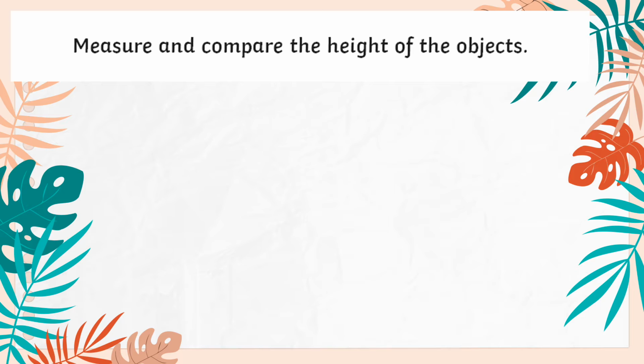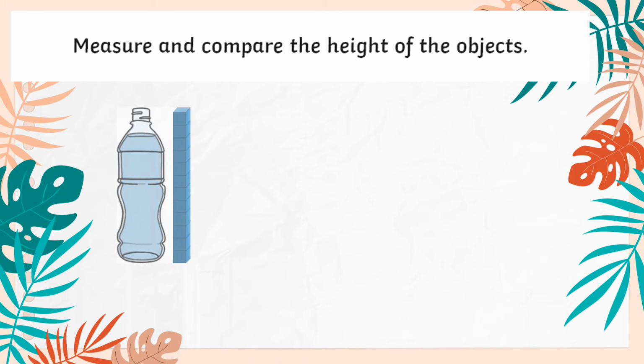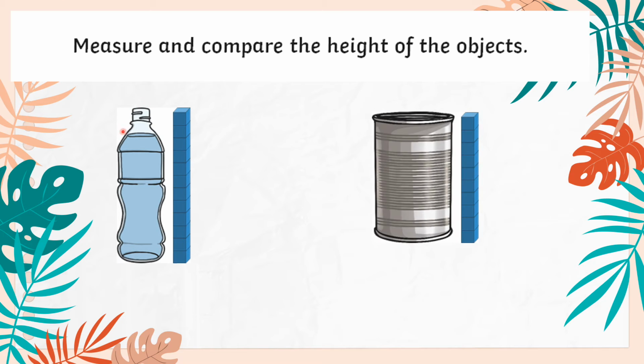Now measure and compare the height of the objects. So height is always vertical. Straight up is height. If it is horizontal, it's length. Okay, so we have the water bottle here, and we are going to compare the height of the water bottle with the height of a tin can.